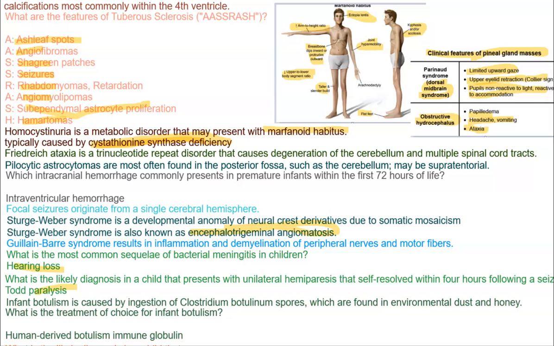Infant botulism is caused by Clostridium botulinum spores, which are found in environmental dust and honey. What is the treatment of choice for infant botulism? That would be human-derived botulism immunoglobulin. So remember, that's in contrast to adults, where if they get foodborne botulism, then you give them the horse-derived one. In babies, you want to give them the human-derived botulism immunoglobulin.